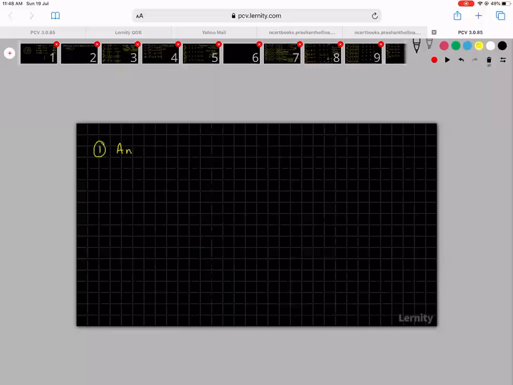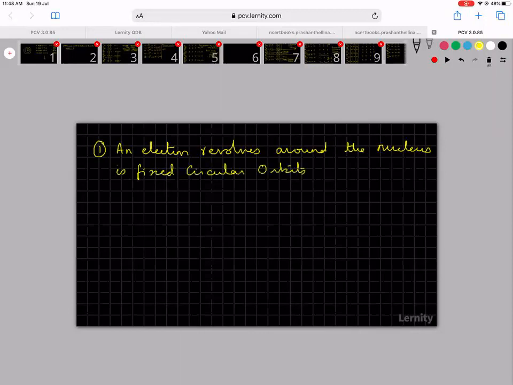An electron revolves around the nucleus in fixed circular orbits. Please don't tell me the handwriting is bad, no problem, you write it down, I am dictating. An electron revolves around the nucleus in fixed circular orbits.